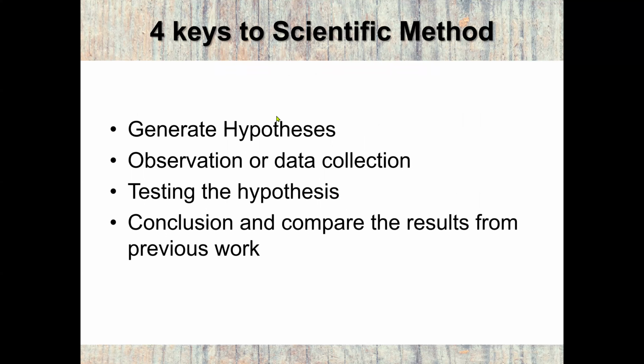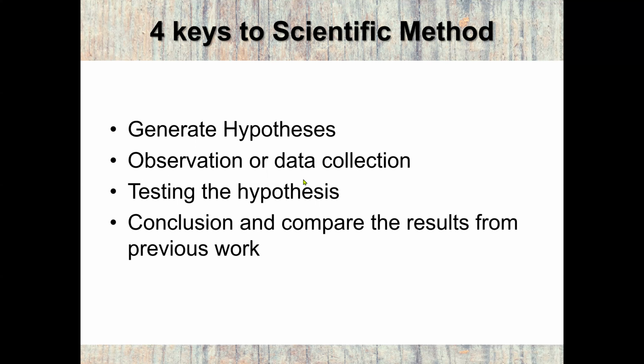Then also there are 4 keys to scientific method. First, we have to generate our hypothesis. Then we have our observation. In statistics, observation means data of each person or each entity. So it can be observation or data collection. So when we have our data, we can test our hypothesis.